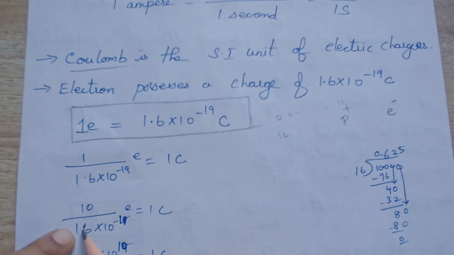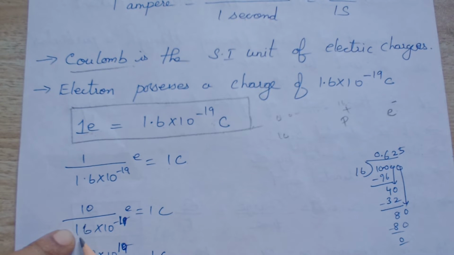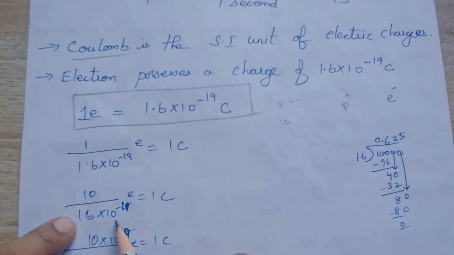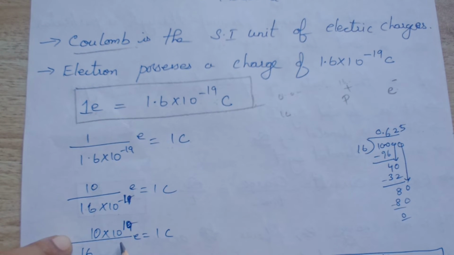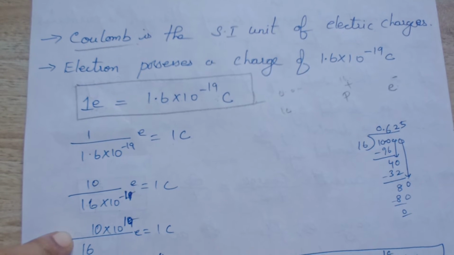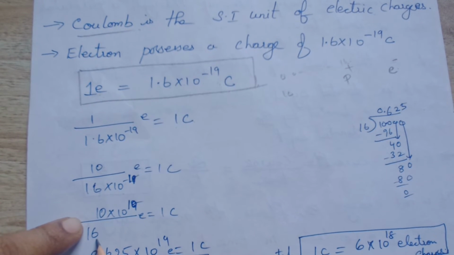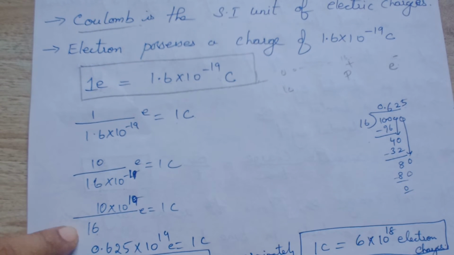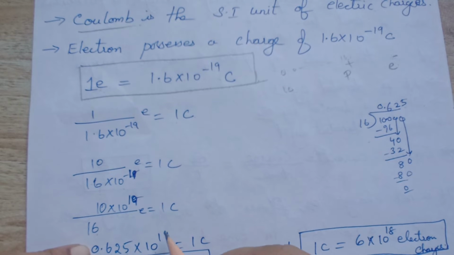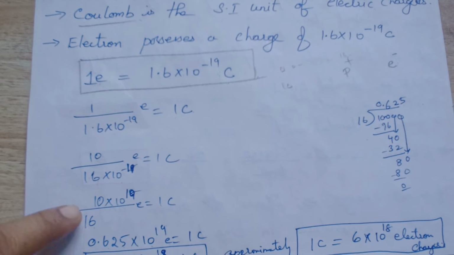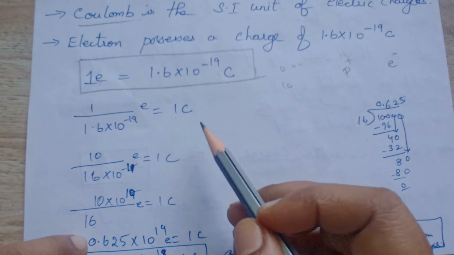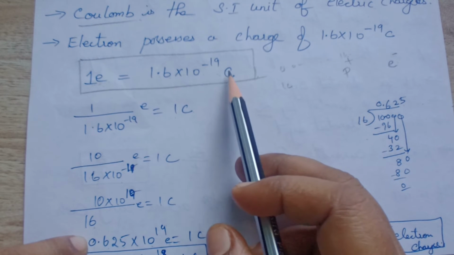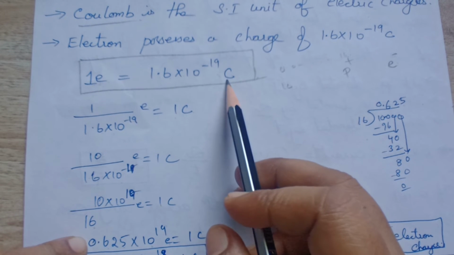So we cannot divide this directly. To remove the decimal point, I multiplied both numerator and denominator by 10. So it becomes 10 by 16 into 10 to the power of minus 19. When this 10 to the power of minus 19 goes up, it becomes 10 to the power of 19. So 10 divided by 16 comes out to 0.625. So 0.625 into 10 to the power of 19 electrons. 1 electron possesses only 1.6 into 10 to the power of minus 19 coulomb of charge.